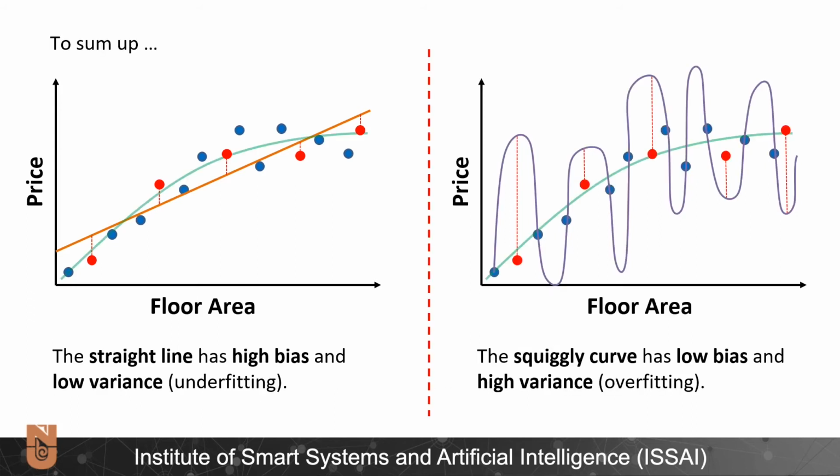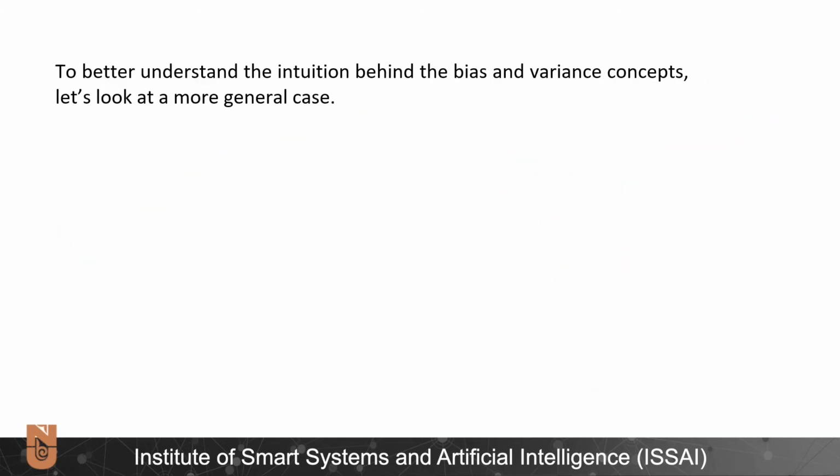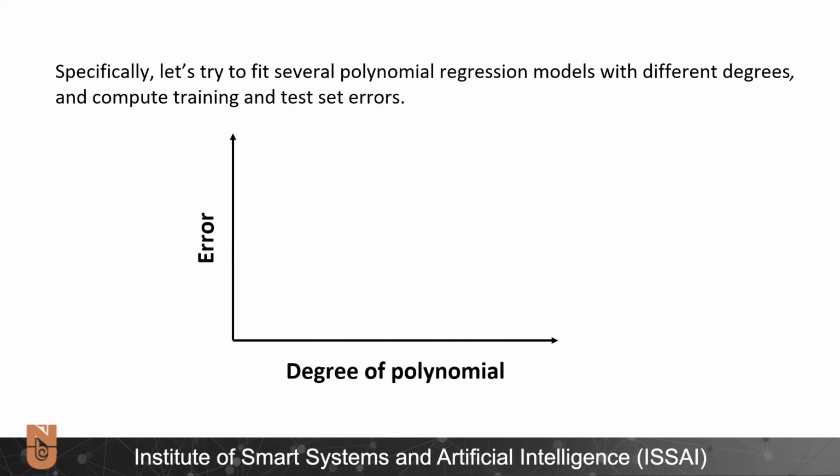To sum up, the straight line has high bias and low variance. On the other hand, the squiggly curve has low bias and high variance. To better understand the intuition behind the bias and variance concepts, let's look at a more general case. Specifically, let's try to fit several polynomial regression models with different degrees and compute training and test set errors.